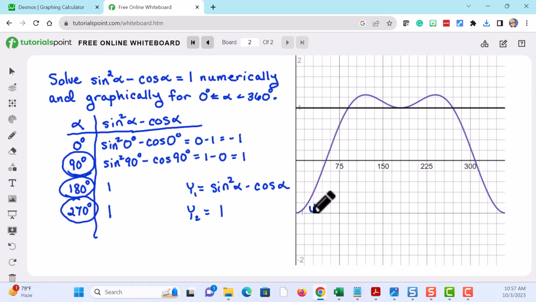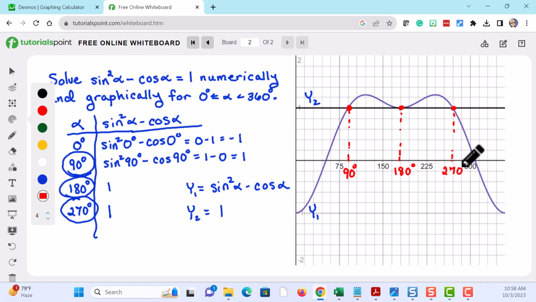We have y1 and y2. And our goal was to find out, where do these graphs intersect each other? One intersection point was here, and that corresponded with 90 degrees. We had another intersection point here, which corresponded with 180 degrees, and another intersection point here, and that corresponded with 270 degrees.